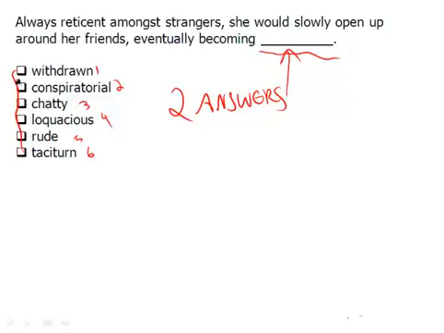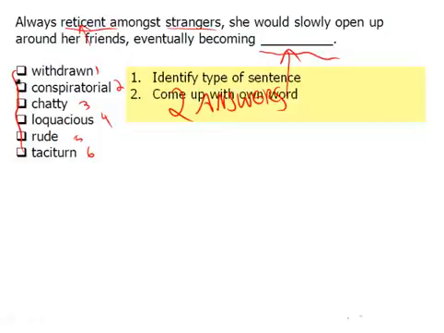Besides that little twist, it's really business as usual in the sense that we are dealing with text completion strategies. The idea is that we want to identify the type of sentence. So what type of sentence is this? Let's read it. Always reticent amongst strangers, it's a good word, reticent, she would slowly open up around her friends, eventually becoming blank. So there's a shift here, a shift in a person's behavior. Amongst strangers, she's quiet, that is not talkative, she's reticent. She would slowly open up and eventually become, well, very talkative. So we just need 2 words that mean talkative. And so you can see that we've come up with our own word. As I said, business as usual.